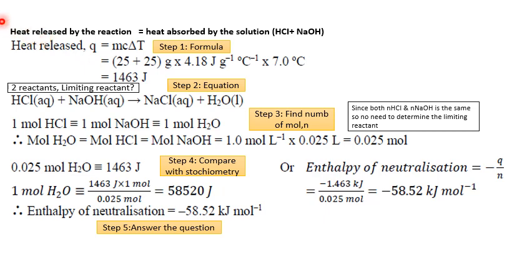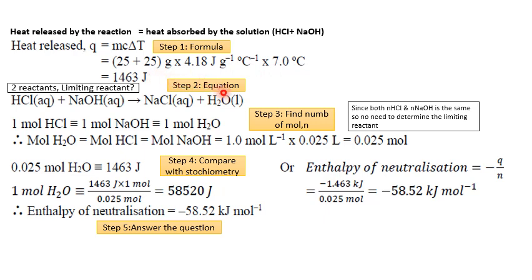First, we need to understand the situation of the question. In this situation, heat released by the reaction is equal to heat absorbed by the solution. There are two solutions, which are HCl and NaOH. Based on this statement, we convert it into a formula. Heat released Q is equal to mcΔT. M is 50 ml, so equal to 50 gram, times specific heat capacity, times ΔT of 7 degrees Celsius. So the answer is 1463 joule.